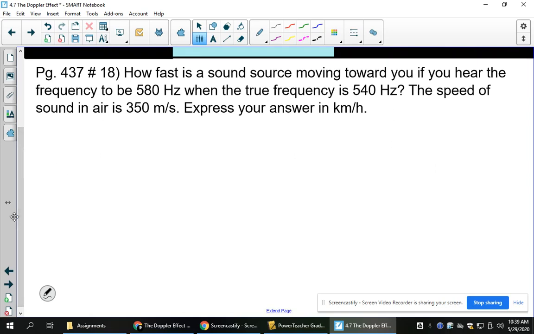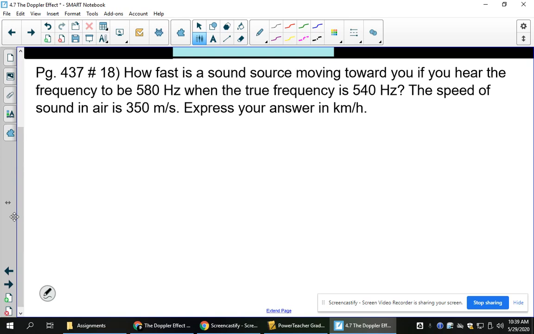Here, it's from page 437 in the textbook, number 18. How fast is a sound source moving toward you if you hear the frequency to be 580, but the true frequency is 540? The speed of sound in air for this question, we're going to use 350. Express your answer in kilometers per hour.